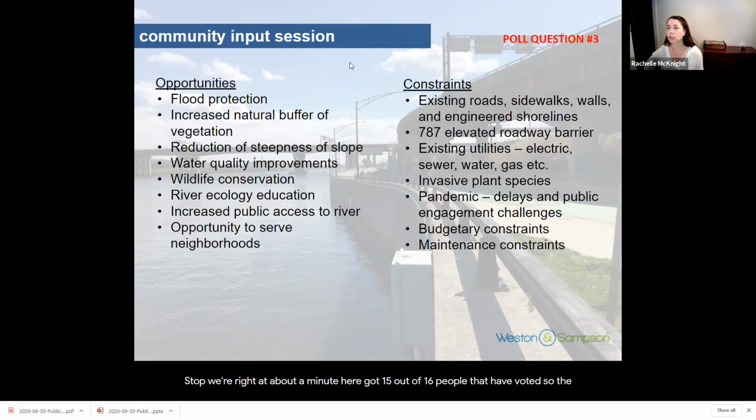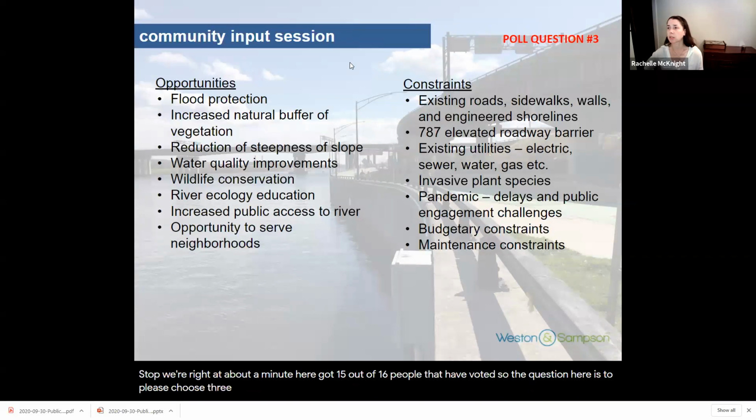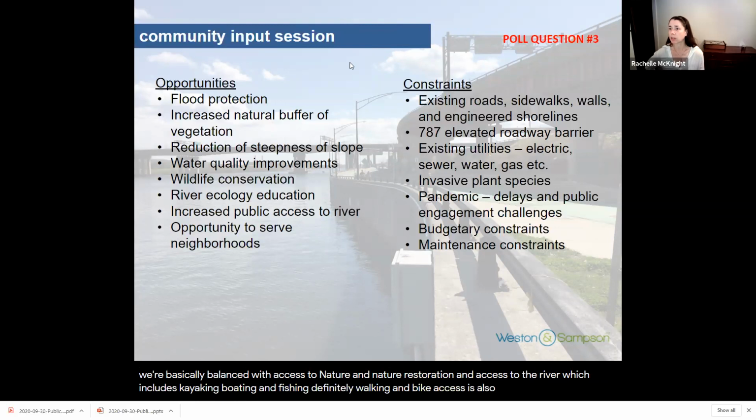So the question here is to please choose 3 topics that are most important to you for the future of the riverfront. And it looks like we're basically balanced with access to nature and nature restoration and access to the river, which includes kayaking, boating, and fishing. Definitely walking and bike access is also very important. Flood control. I think all of these are definitely important factors to consider. We just have to balance priorities as we move through the project.